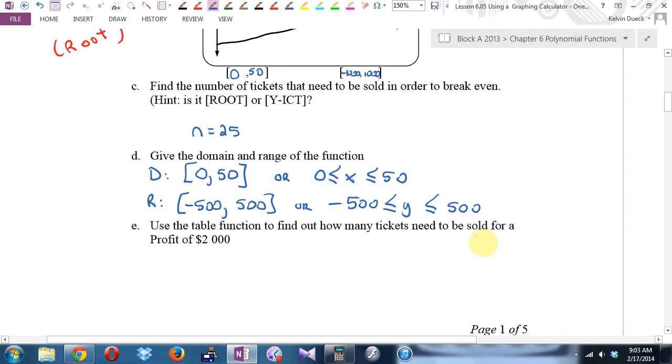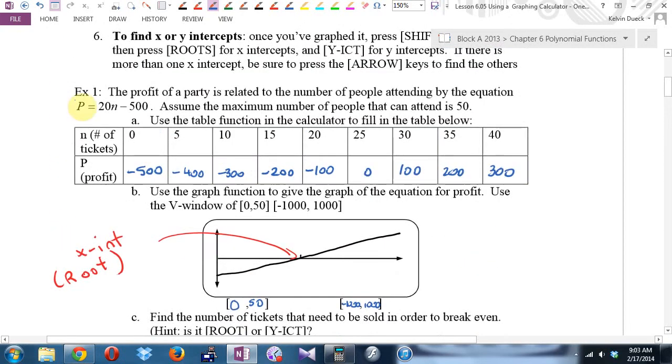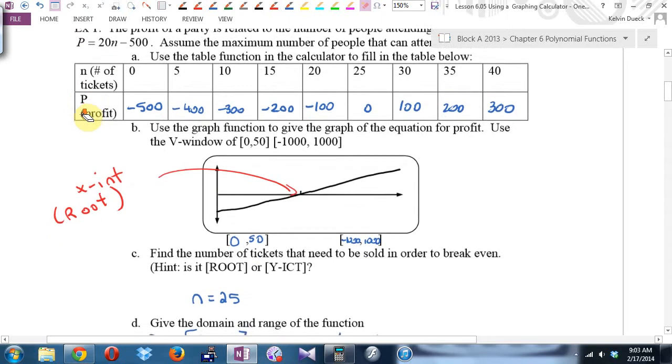I said use the table function to find out how many tickets need to be sold for a profit of $2,000. Let's suppose we need to make $2,000 and we need to say, okay, how big a hall do I need to rent? How can I figure that out? Again, I could do this algebraically. I could put a 2,000 right there, and I could solve for n. Plus 500 divided by 20. I could do it algebraically, or I can try my table feature.